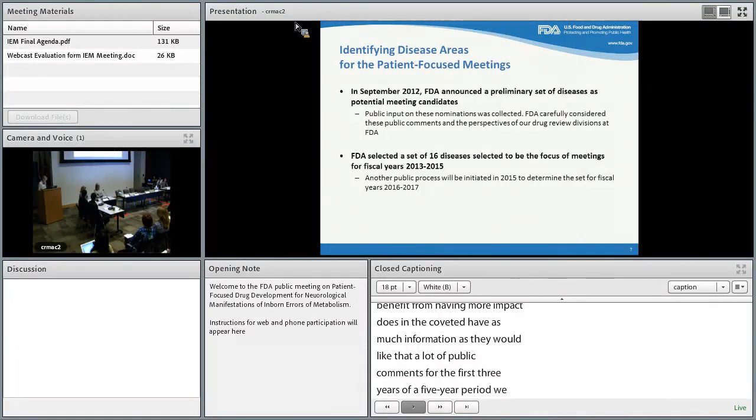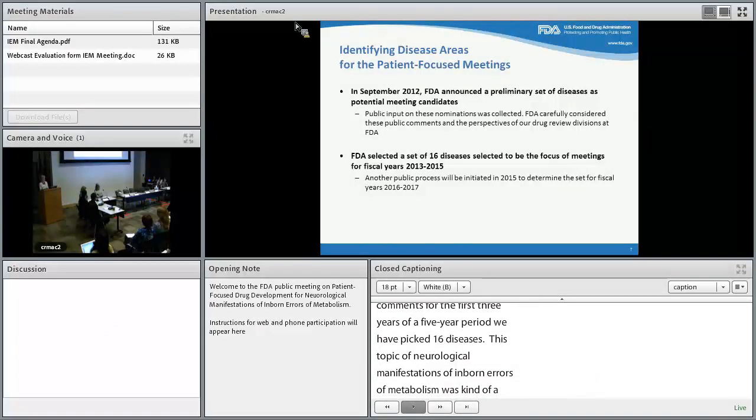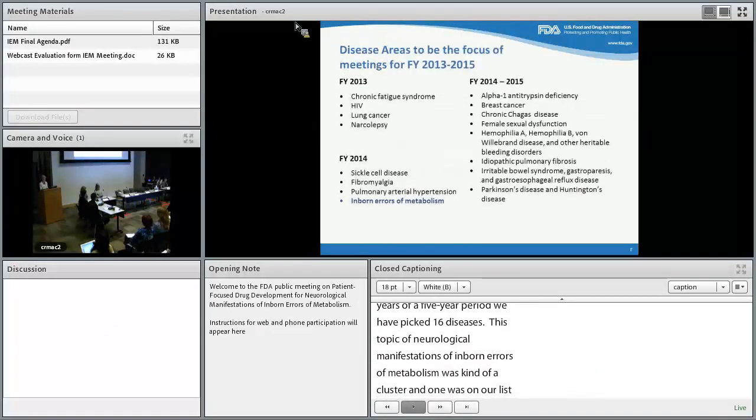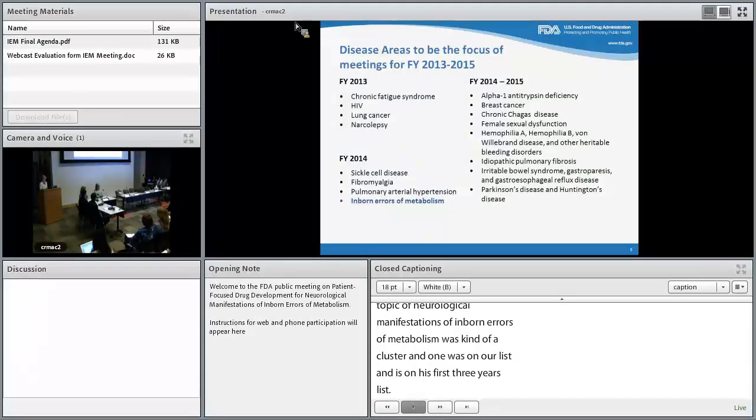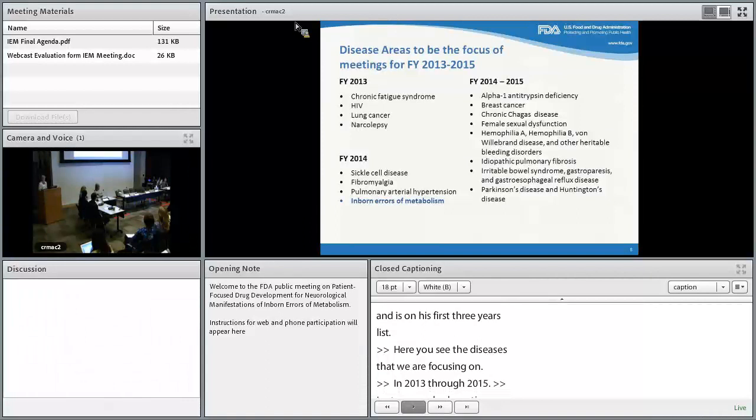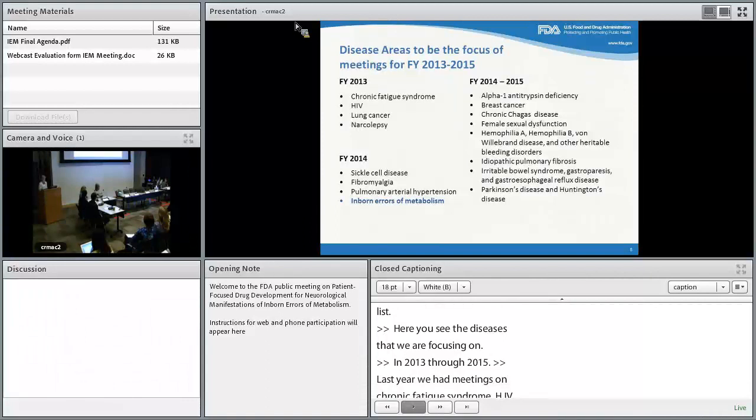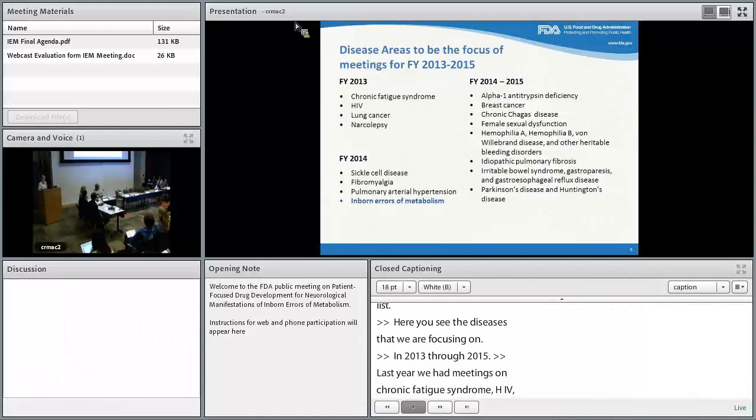This topic of neurological manifestations of inborn errors of metabolism was a kind of a cluster, and one that was on our list and is on this first 3 years list. And here you see the diseases that we're focusing on in that first 3 years, 2013 to 15. And so last year we had meetings on chronic fatigue syndrome, HIV, lung cancer, and narcolepsy.